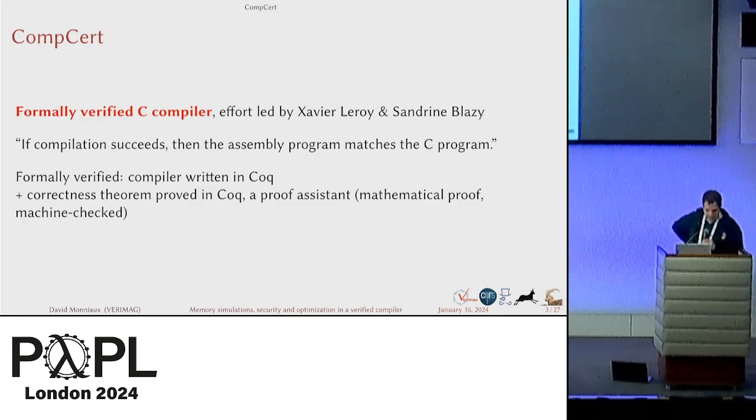And there's a theorem that says that if compilation succeeds, then the assembly program matches the C program. And when I say formally verified, this means that the compiler is mostly written in the Coq proof assistant, and there's a correctness theorem also proved in the Coq proof assistant.